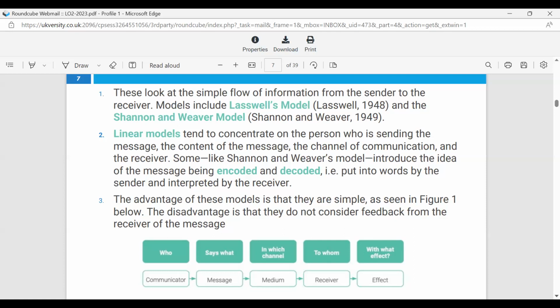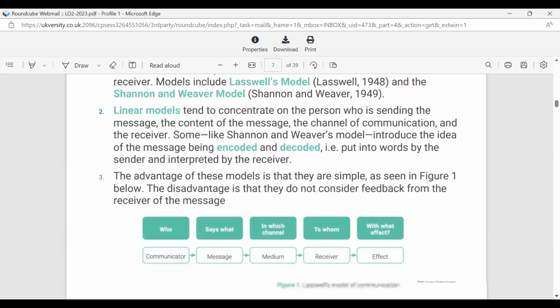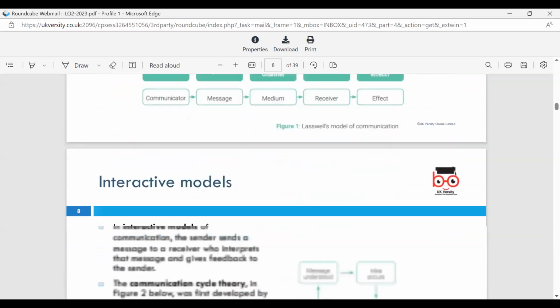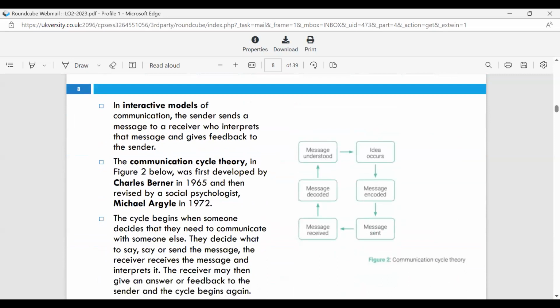Below, the disadvantage is they do not consider feedback from the receiver. So who, the communicator, says what, the message, in which channel, the medium, to whom, the receiver, and with what effect. Interactive models. In interactive models of communication, the sender sends a message to a receiver who interprets that message and gives feedback to the sender.